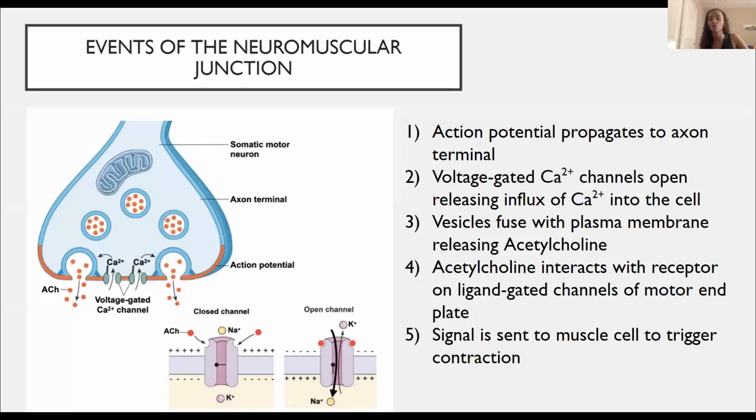which in this case is acetylcholine. Acetylcholine then interacts with the receptor postsynaptically, on the ligand-gated channels on what we call the motor end plate, which is the postsynaptic cell. Then the signal is sent to the muscle using the T-tubules to trigger muscle contraction. We'll talk more about how exactly that happens later on.